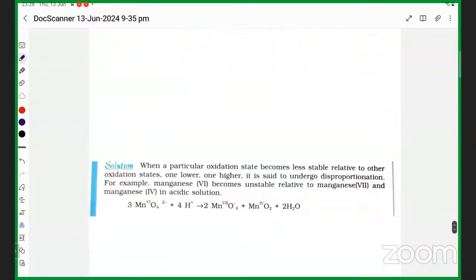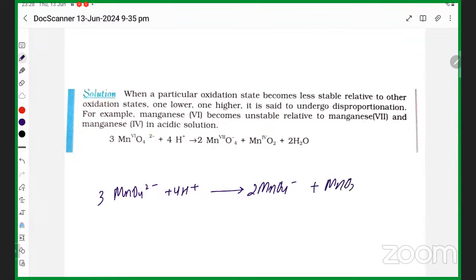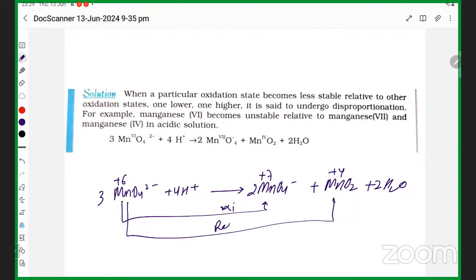Next one, you see. Here they have given some other example. They have given MnO4 2 minus plus 4H plus, giving 2 MnO4 minus and MnO2 plus 2H2O. So here plus 6 is there, here 8 plus 7, and that is plus 4. So here the same species is oxidizing and also reducing. That is disproportionation. Yes or no?